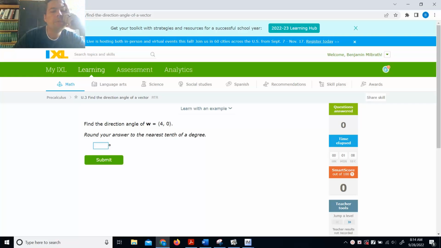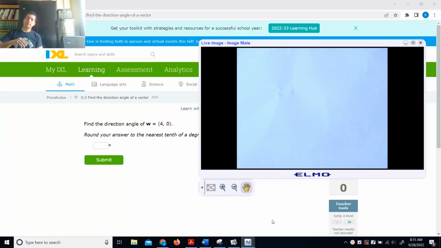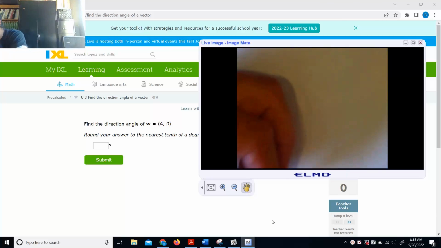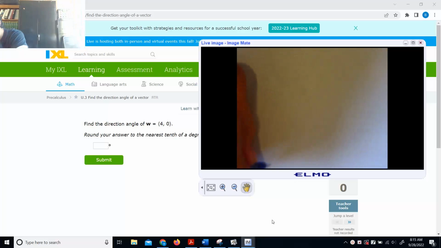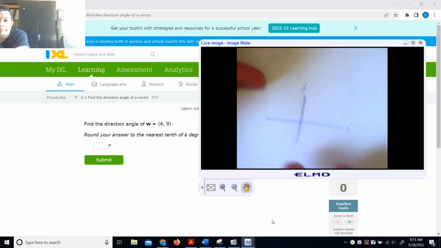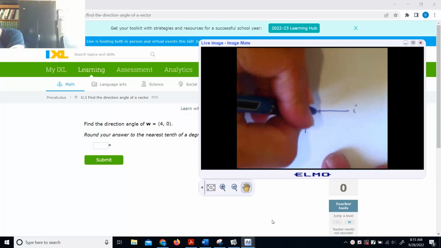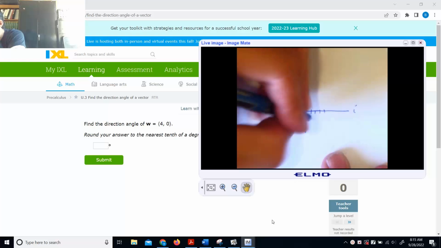Now I haven't walked through this one yet, but it has the potential to get interesting, finding the direction angle of a vector. Most of these I'm going to be switching over to drawing, but this is the vector W, component form is 4, 0. And that's something you can graph pretty easily, and you should graph it. Got our I and J axis, and I'm going to go right 4 and up nothing.